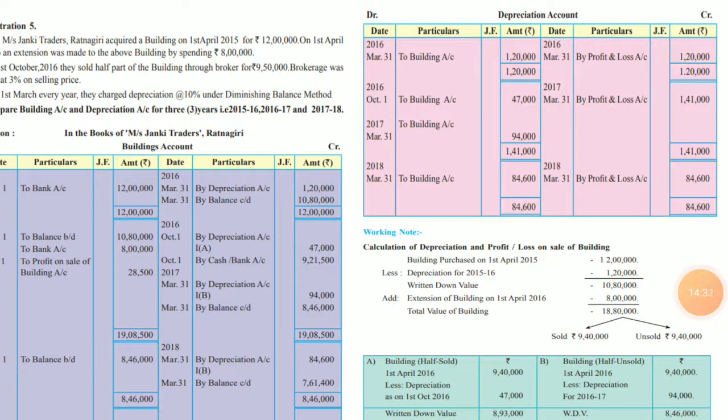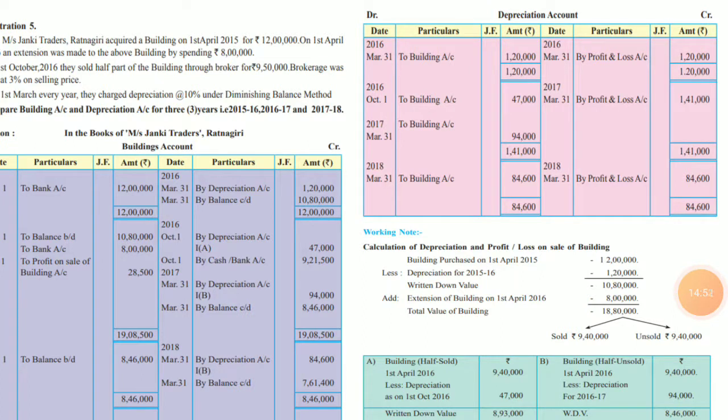ये हो गया हमारा building account, that is the asset account. So first step क्या है हमारा? Working note. Building account, depreciation account. So here depreciation account is what? Particular, date, particular, JF, amount rupees, debit side, credit side.